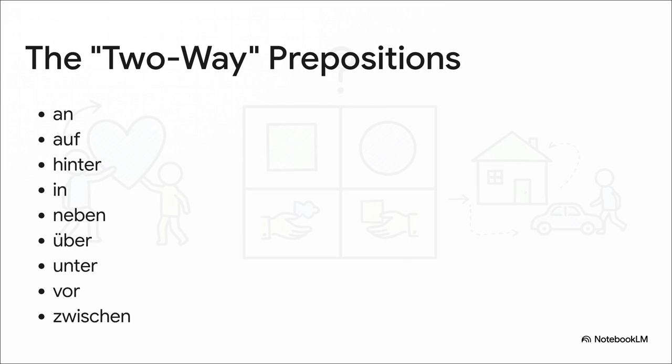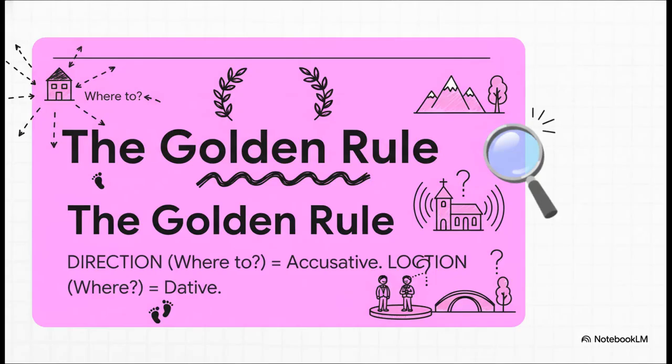So, how on earth do you know which one to pick? Well, there is a golden rule, and you need to burn this slide into your brain. It all comes down to one question. Are we talking about movement to a destination, or are we talking about a fixed position? If it's about direction, moving to a place, you use the accusative. The question is, where to? But if it's about a static location, just being at a place, you use the dative. The question is simply where.